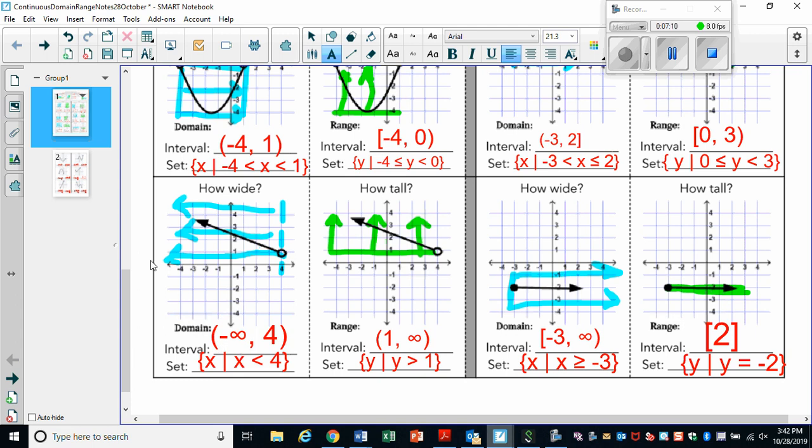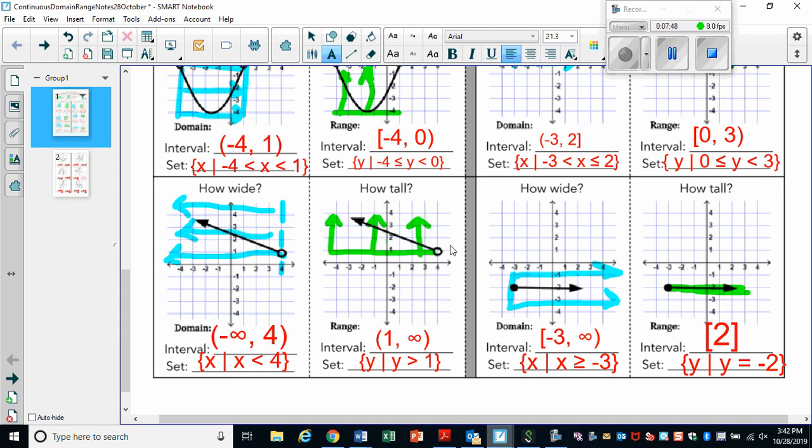For the interval, because we start at negative infinity, it's going to be that whole range from negative infinity up to, but not including, 4. Open circle, don't include. That's why for the interval both ends are parentheses, because we never touch negative infinity, and we're coming from negative infinity to 4, but we don't touch 4 because of the open circle. In this case, our set builder notation is all the x's such that x is less than 4.